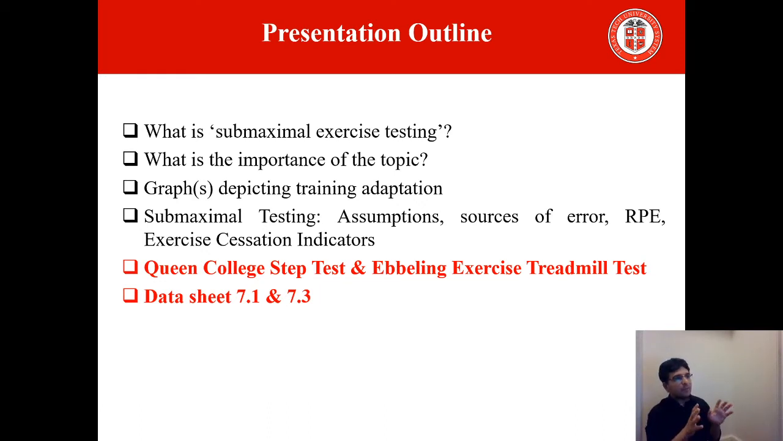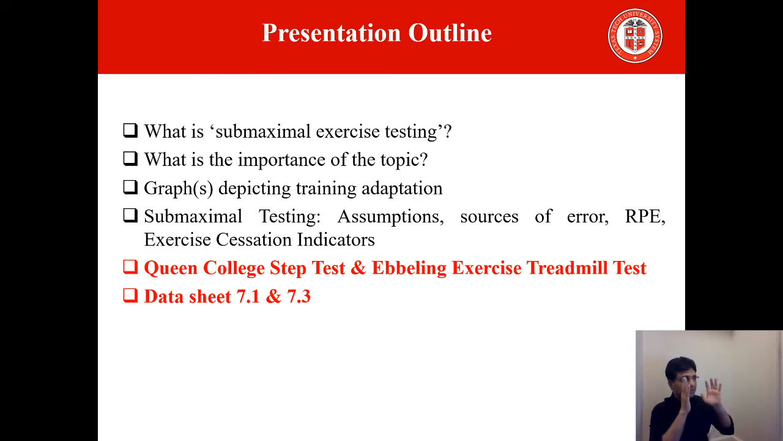Then I'll talk about some of the important things related to submaximal exercise testing, which are some of the assumptions and some of the sources of error. We will just recapitulate RPE, which is the rating of perceived exertion, and then I'll also talk about some of the indicators of stopping the exercise, which I have discussed before in the practicals, but again we will revise them quickly.